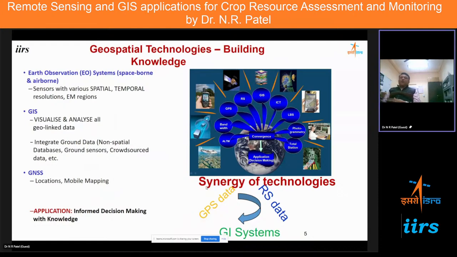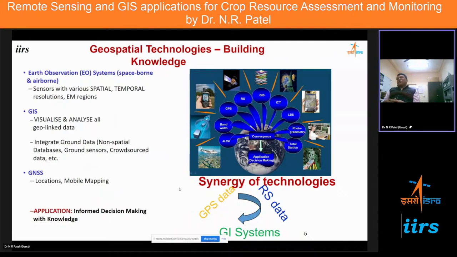Second is Geographic Information System, GIS. GIS is a kind of database system that helps to input, store, analyze, and display spatial and non-spatial data. You can integrate any ground observation, any aerial image, satellite image with other network or in situ measurement and come out with a certain kind of decision making. So integration of all data is possible within GIS.